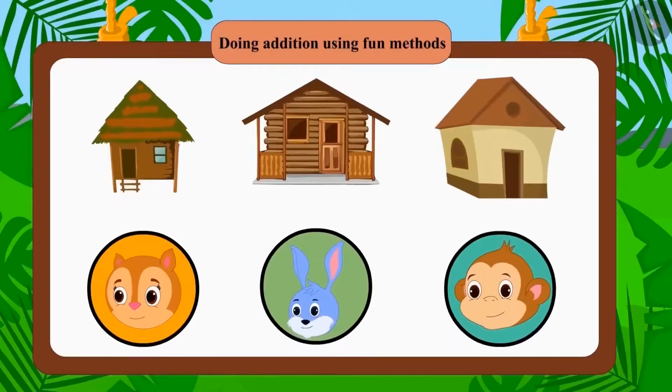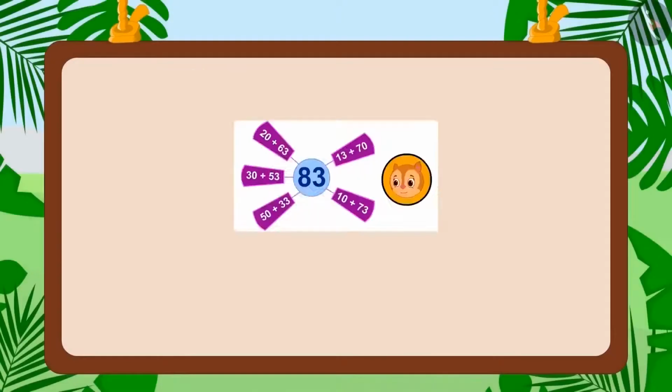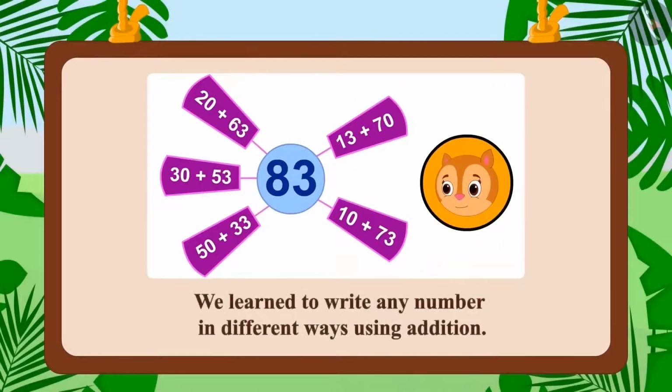Finally, Chanda, Bunny, and Babban have built their houses. Children, in this lesson, we learned to write any number in different ways using addition. We will learn more about this in the next lesson.